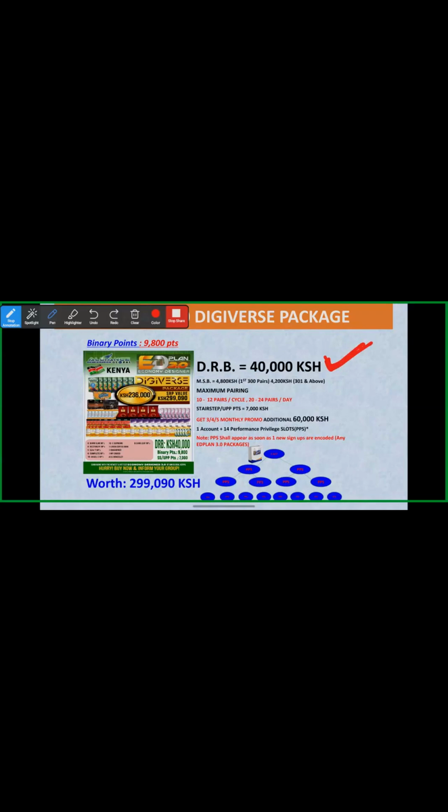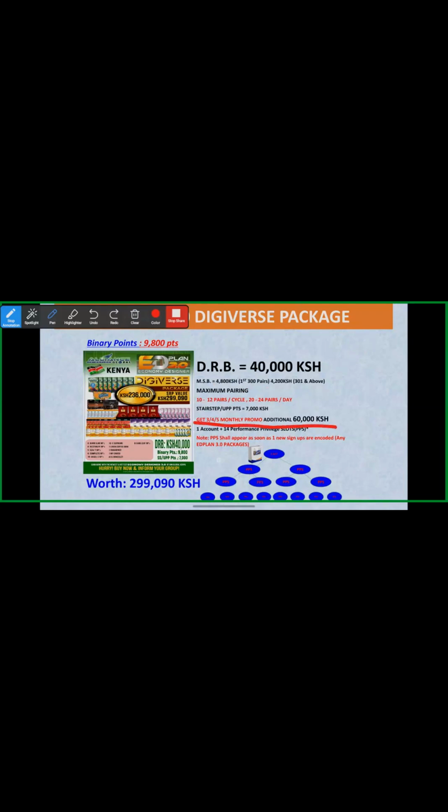40,000 Kenyan shillings. And then this package, the first 300 pairs, it is 4,800 Kenyan shillings, 4,200 for 301 pairs and above. Cycle, the same. And then this one comes with 7,000 Kenyan shillings tested points. I'll show you why and how it is like that, and how you can calculate and how you can make money. And then we also have the get 3, get 5 promo.